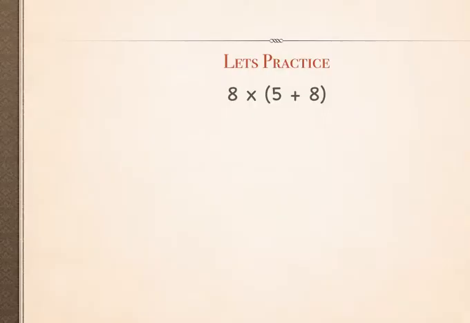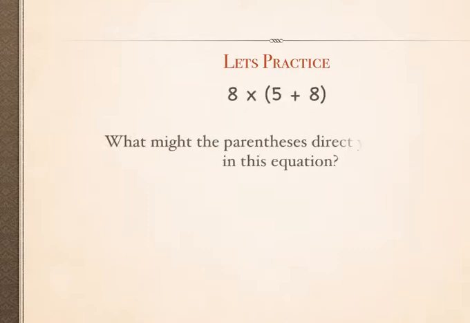Let's practice. So we have the equation 8 times parentheses 5 plus 8. We need to think of a way that would be easy to do this in our head. That's the whole idea behind the distributive property. So what might the parentheses direct you to do first in this equation? You got it. Add 5 plus 8. You get 13.